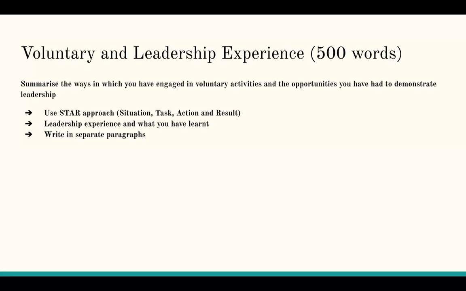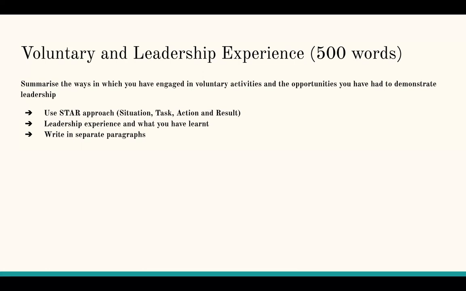And you have to reflect upon the leadership experience and what you have learned from these experiences. Because we talk about the situation, task, action, and result, after saying that, hey, I have impacted these many people through my work, you just leave it like that. If the word count permits, try to write: from this particular experience, this is what I have learned. And make sure you're writing in separate paragraphs.